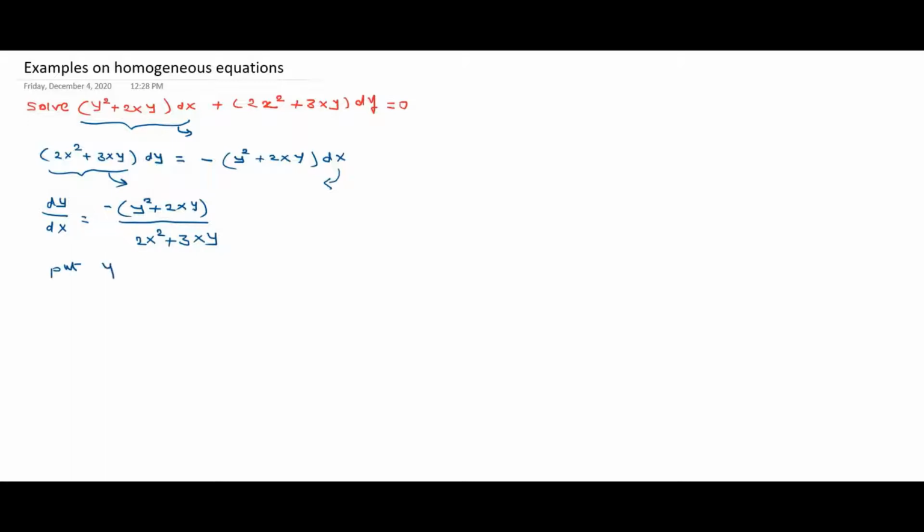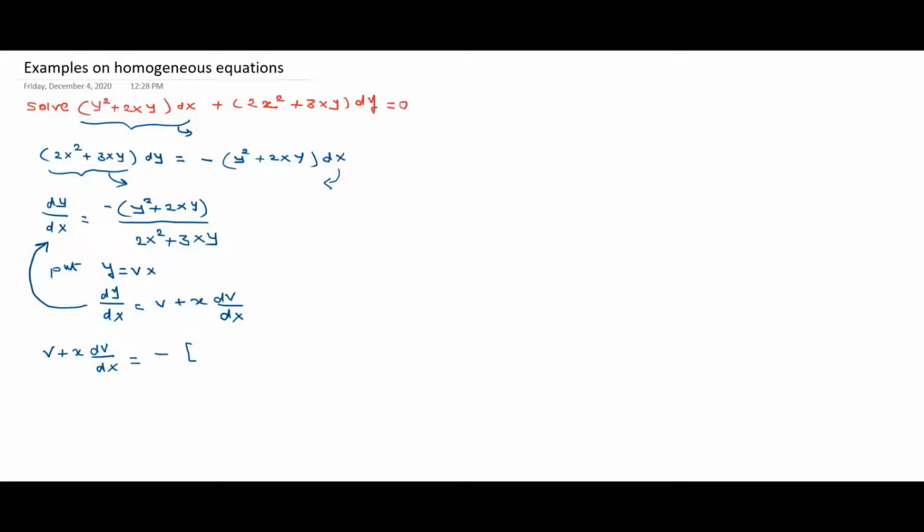Put y is equal to vx. If you substitute the value for y is equal to vx, then what is dy by dx? Dy by dx is equal to, I will write directly, v plus x into dv by dx. You have to differentiate the right hand side term with respect to x. Substitute this value of dy by dx in the above equation. So that is v plus x into dv divided by dx is equal to minus into bracket.